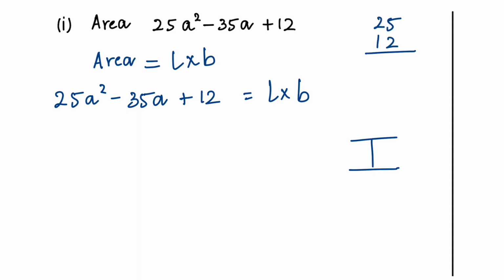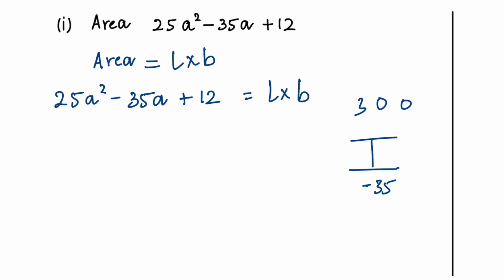I think that is 300. Let me just multiply to check. So 5 times 2 is 10. We have remaining 1. 2 times 2 is 4. 4 plus 1 is 5. And this is going to be 25. So 0, 0, 300. Yeah. So the product of these numbers is going to be 300 and their sum is going to be minus 35.